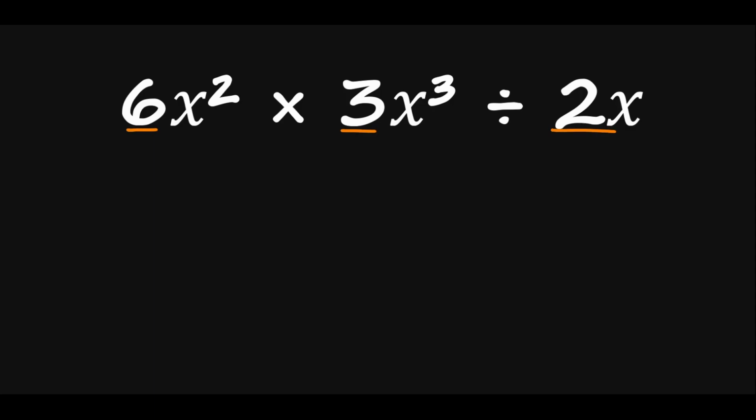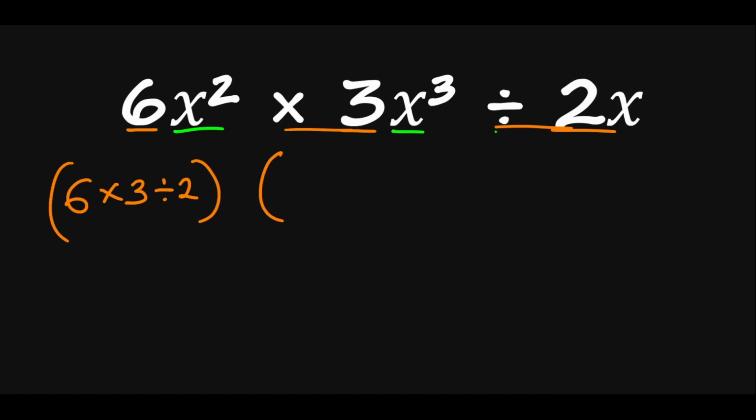And we are collecting them with the operators, of course. So this gives us 6 times 3 divided by 2. Then for the letters, that is the x, we are collecting this, this, and this. Remember, divided by will go with the x. So it gives us x raised to the power 2 times x raised to the power 3 divided by x.